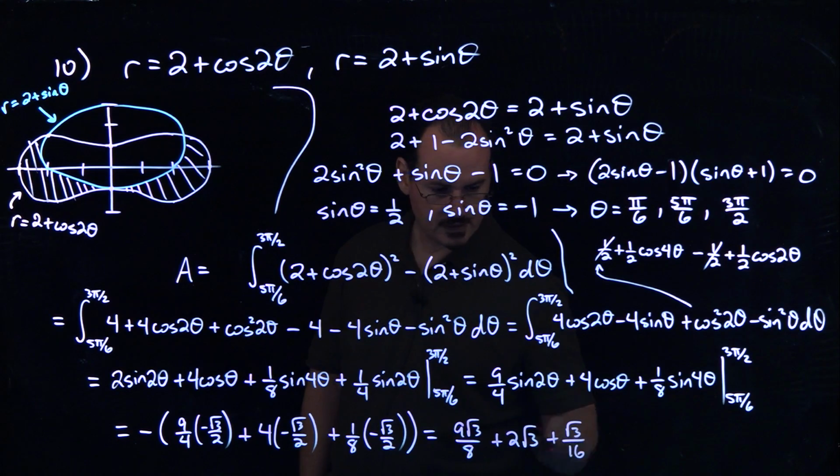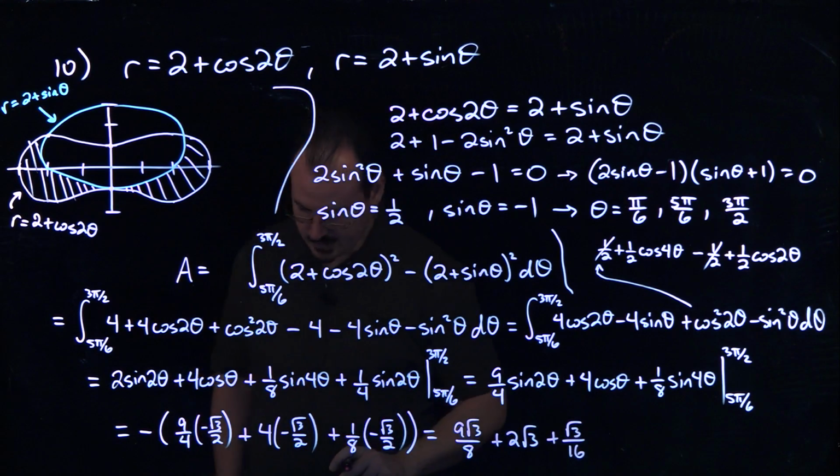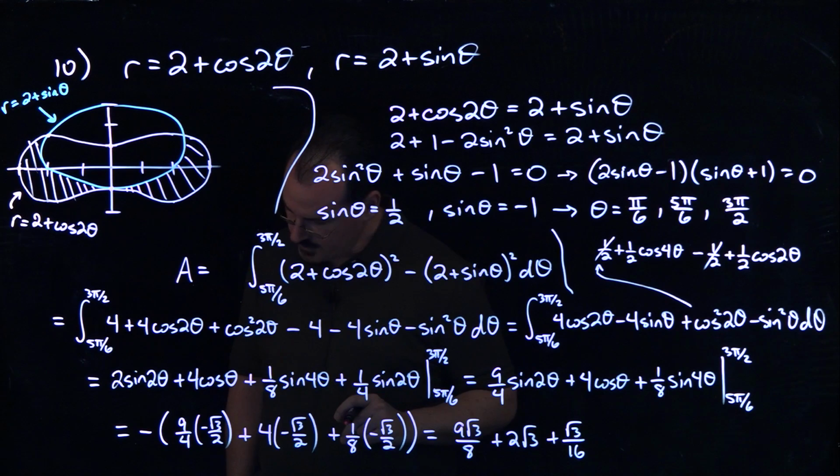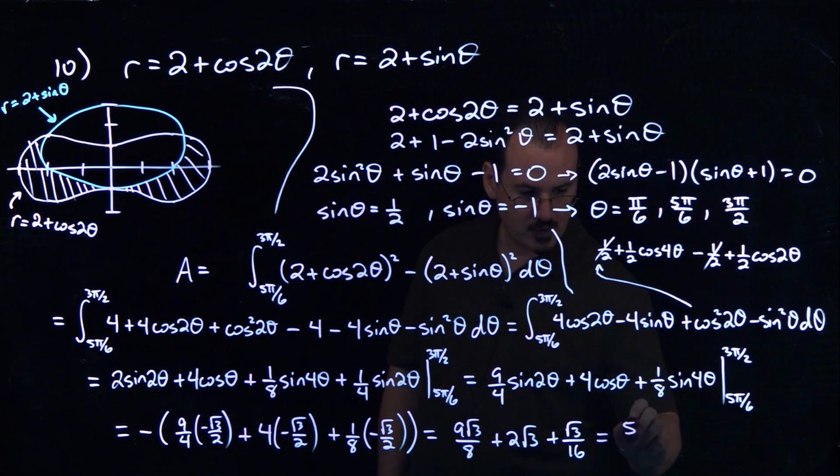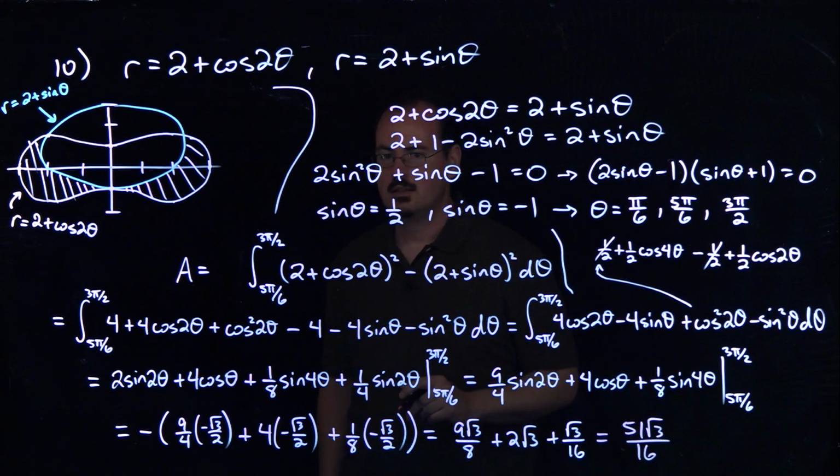Now I'm just going to make sure that this does indeed add up to 51 over 16. So we get 9 eighths plus 2 plus 1/16, which is 51 over 16, and perfect. So putting all this together, we get 51 root 3 over 16. A lot of work on this one.